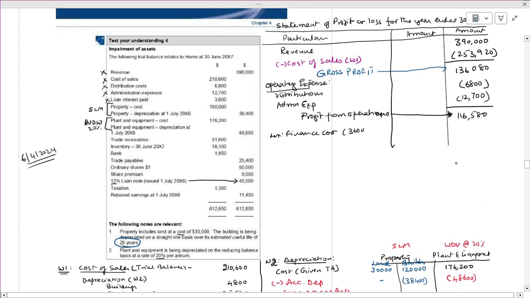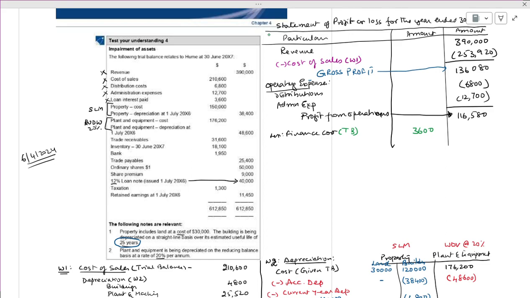What you have to do? Finance cost is 3,600. This is given in the trial balance. Next, add the outstanding. I have written this as working 4. How much is it? 1,200. Total finance cost is how much? 4,800.